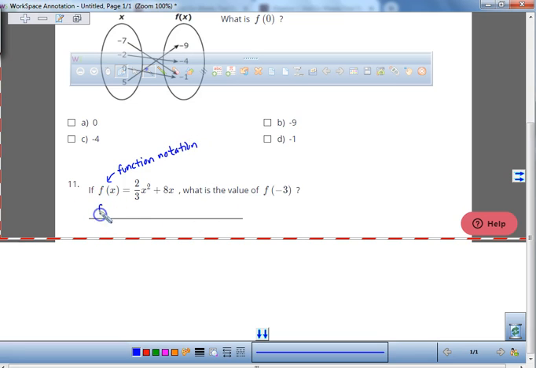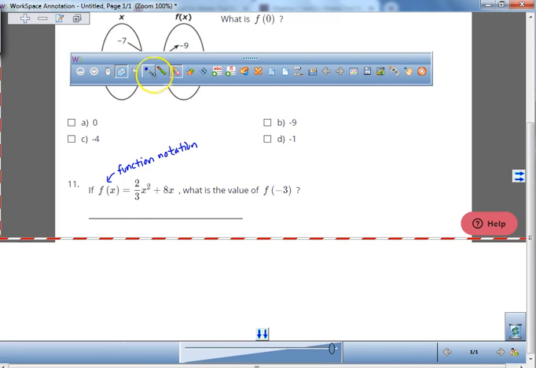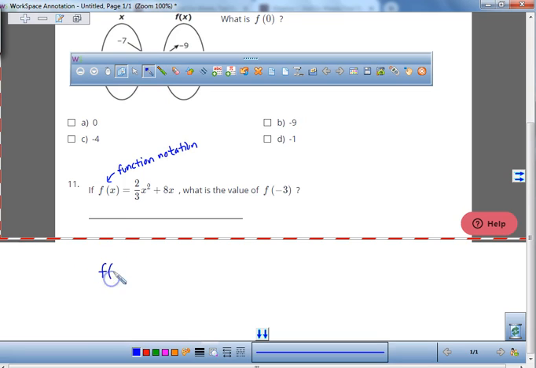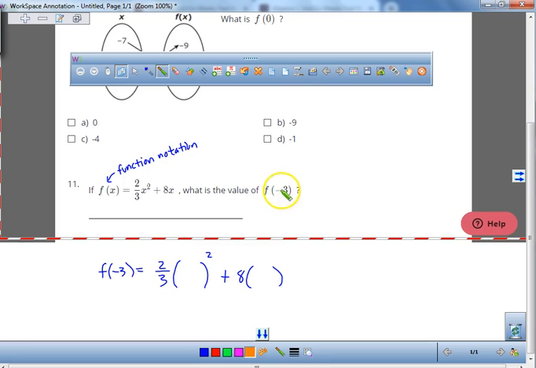Now, what are we trying to find? We're trying to find what? F of -3. So literally, all you got to do is you got to do 2/3. I'm going to open up a big old fat parentheses. And you know what? I'll do it a little bit lower so you guys can see it a little bit better, okay? I'm sorry. Here we go. F of -3 would equal 2/3 open parentheses squared plus 8 open parentheses. And literally, what number am I going to plug in right there for x and right here for x? -3.